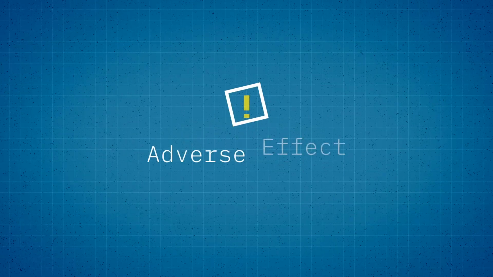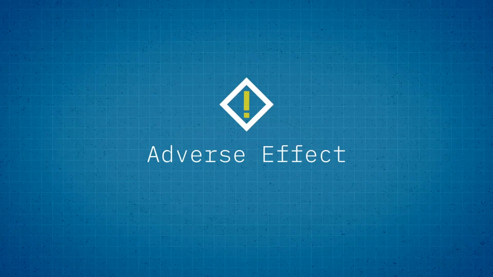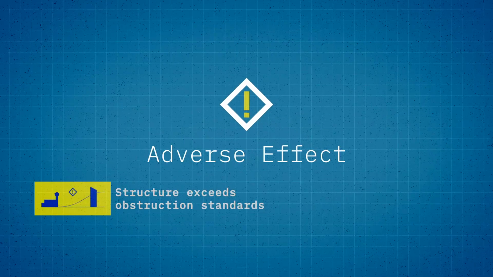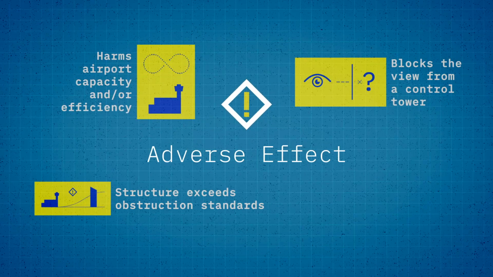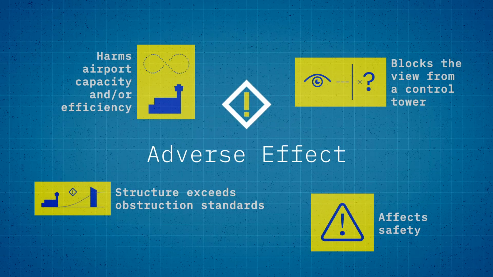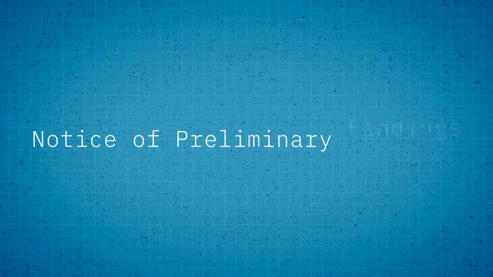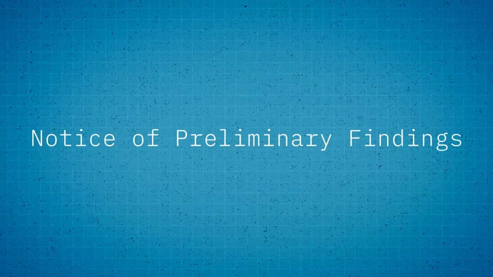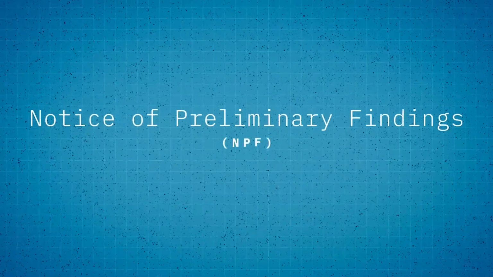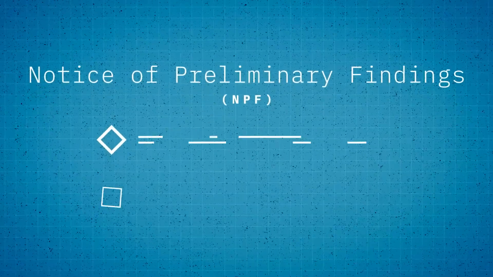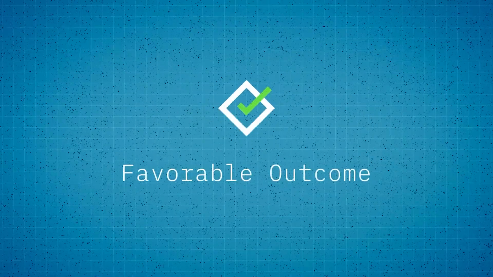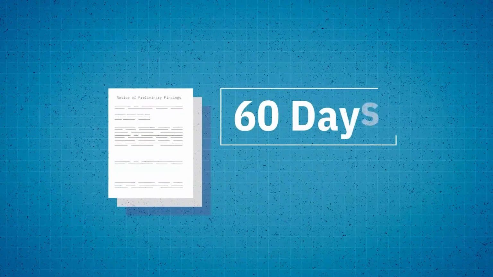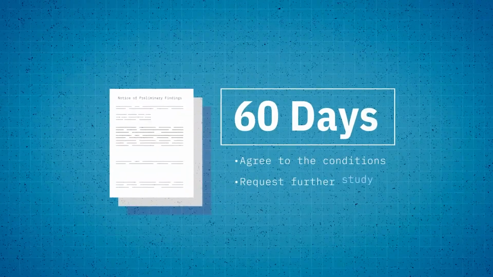However, if an adverse effect is identified, such as if the structure exceeds obstruction standards, if it blocks the clear view from the control tower, if it harms airport capacity or efficiency, or if it affects safety, then the OEG will issue a Notice of Preliminary Findings. The Notice of Preliminary Findings, or NPF, simply lets you know that the FAA has concerns and lists conditions that, if adhered to, could result in a favorable outcome. Once the NPF is issued, you have 60 days to agree to the conditions, request further study, or terminate the study.